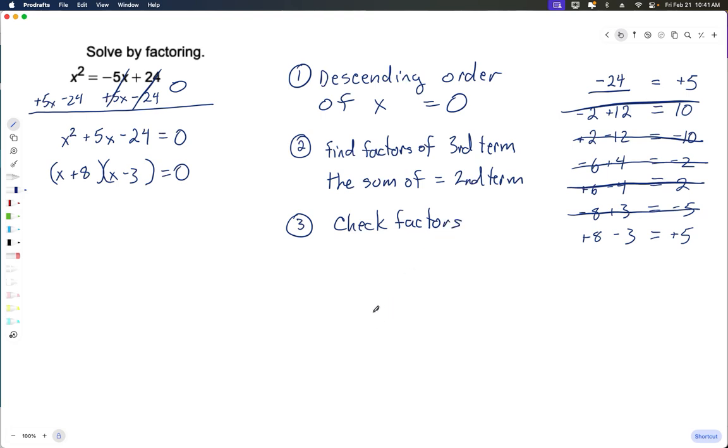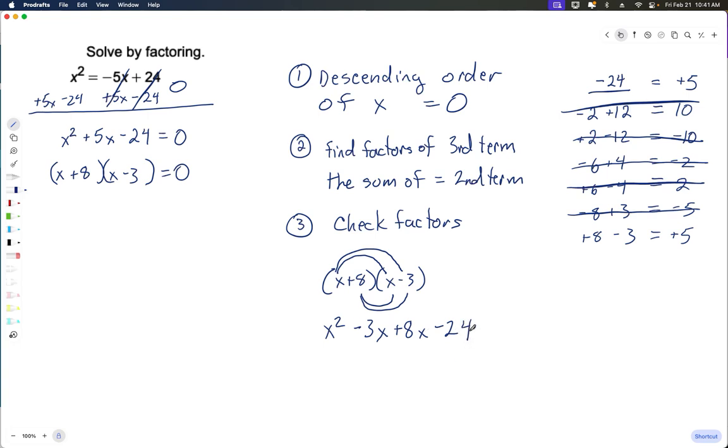So let's check our factors and make sure that they're real. So we've got x plus 8 times x minus 3. X times x gives us x squared. X times negative 3 gives us a negative 3x. Positive 8 times x gives us a positive 8x. And positive 8 times negative 3 gives us a negative 24.